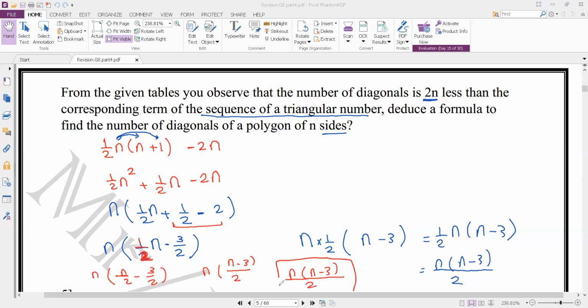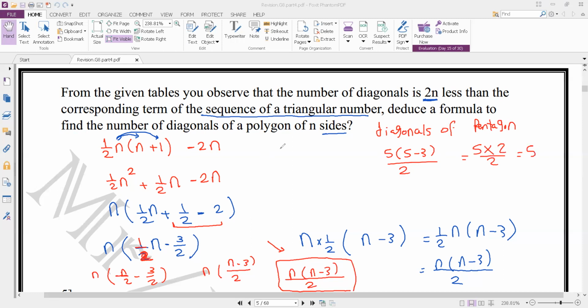So to find the number of diagonals of any polygon, we use this formula. If I asked you about the number of diagonals of the pentagon: the pentagon has 5 sides, so it's 5 times 5 minus 3, over 2. 5 times 2 over 2 is 10 over 2, which is 5.